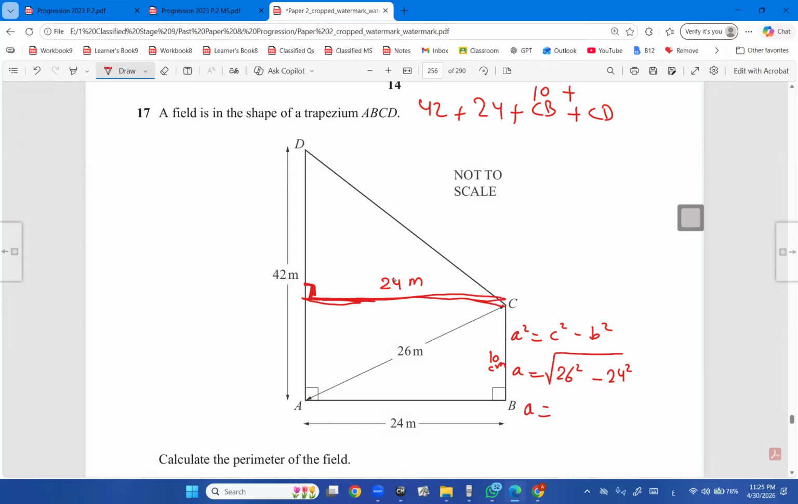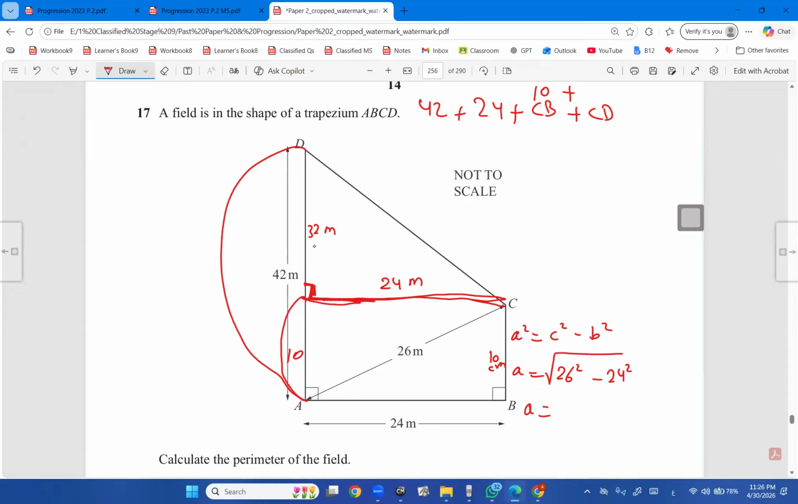This is 24. Okay, mister, but I do not know only this. I know that all of that is 42. Yeah, but now we know that this is 10. So what is the rest? Okay, this is now 32 meters. How did you know? Again, I know that all of this is 42, but only this is 10. So what is the rest?